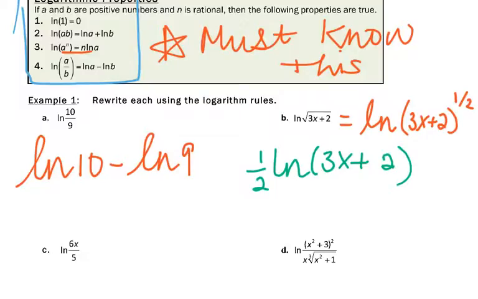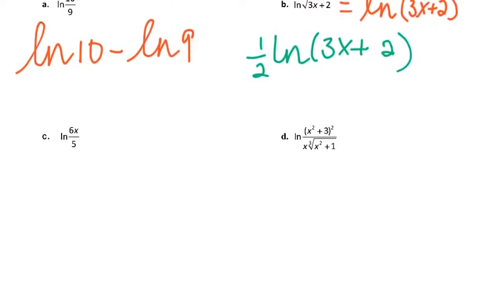Alright, so let's take a look at the next example, C. If you look at this one, which property do we recognize? Natural log of 6x over 5. What I see is division, and we know division is the same thing as subtraction. So natural log of 6x minus natural log of 5.